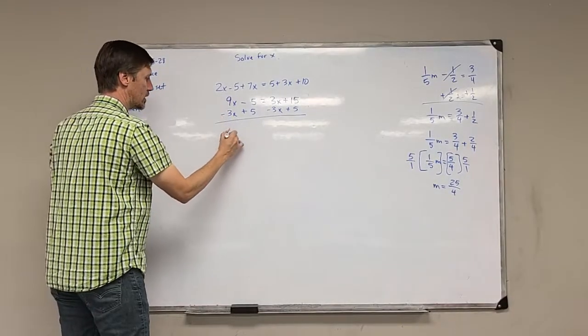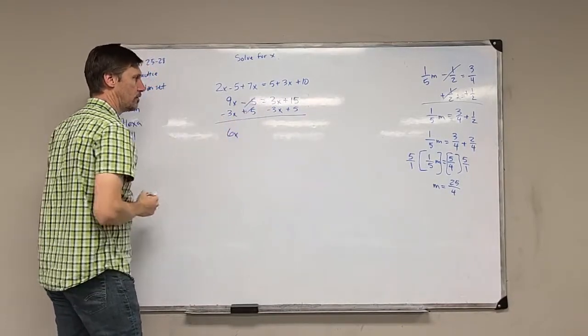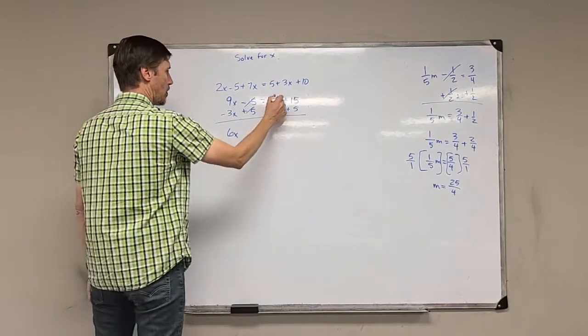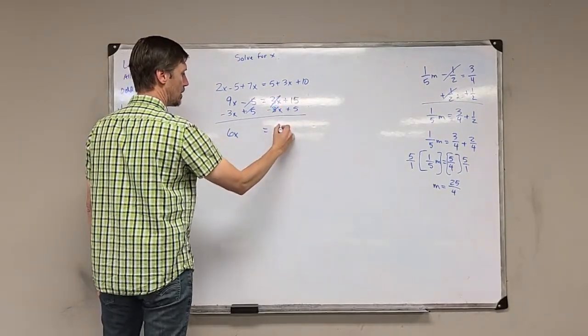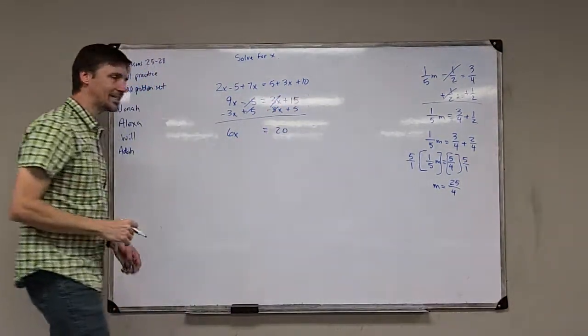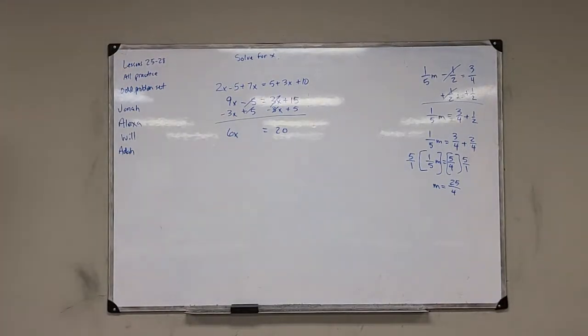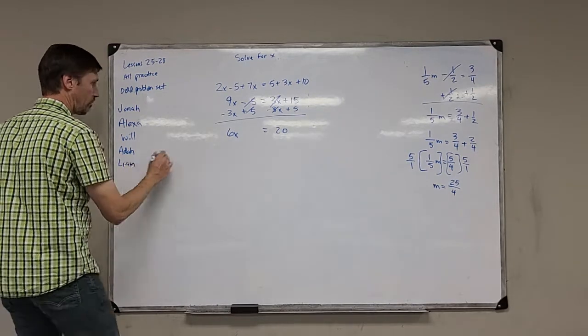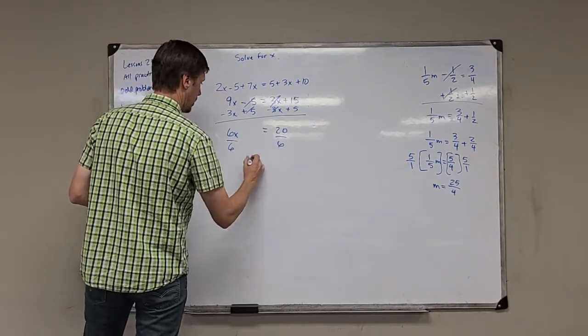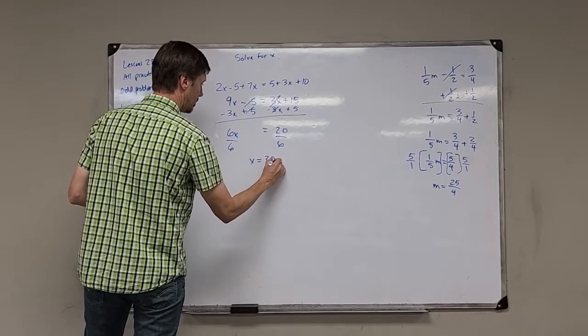9 minus 3 is 6x. My 5's cancel out right here. My 3's cancel out right here. And so on this side, I'm just left with 20. So 6x equals 20. Does everybody see how I did that? What's my last step? Divide by 6, right? Divide by 6. And so x equals 20 over 6.